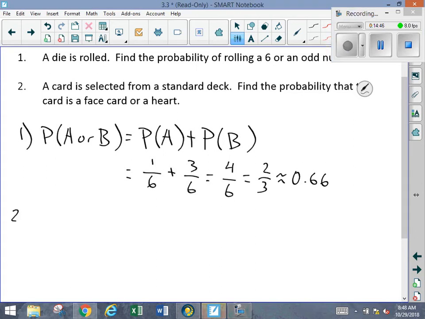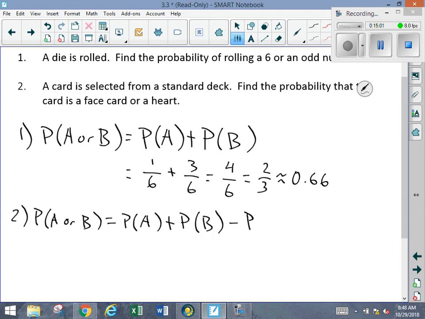In other words, we have to use this formula that says the probability of A or B is equal to the probability of A plus the probability of B minus the probability that it's A and B.